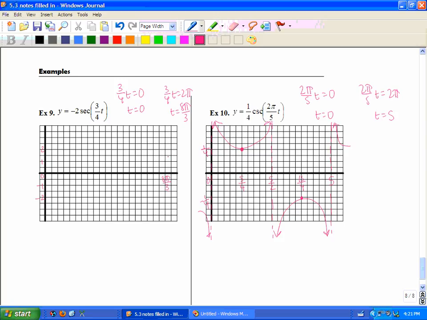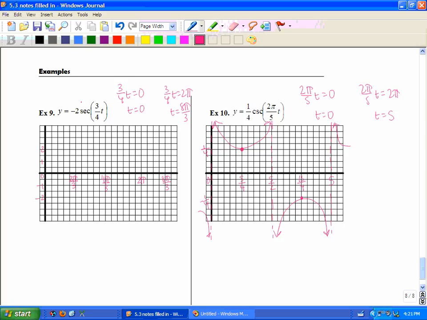So if we take half of that, that would be 8 pi over 6, which would reduce to 4 pi over 3. If we cut that in half, that would be at 2 pi over 3. And so this would be 2 pi over 3. We've got 4 pi over 3. This last one's going to be 6 pi over 3, which just reduces to 2 pi.